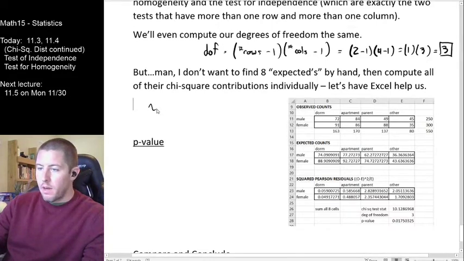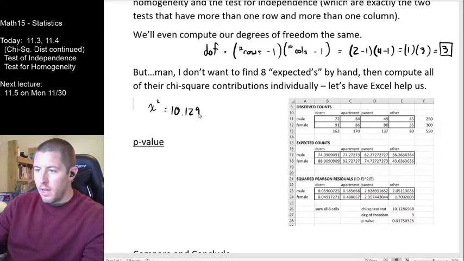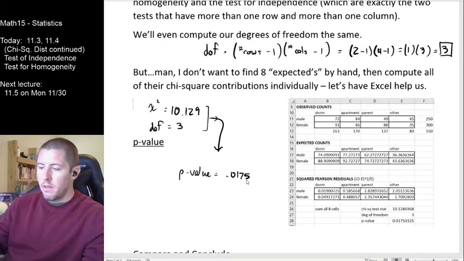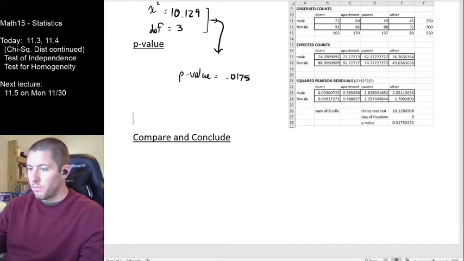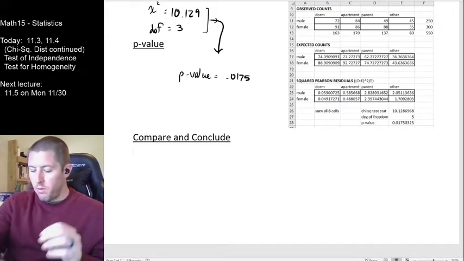Okay, we have our chi-squared test statistic. We found that to be 10.12, just call that 10 right there. We found our degrees of freedom to be 3. We used these together to compute our p-value, 0.0175. And so we are now prepared to compare and conclude. And I think this will be nice and easy for us here.